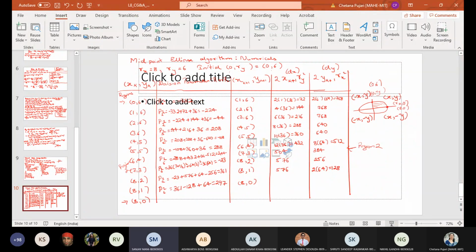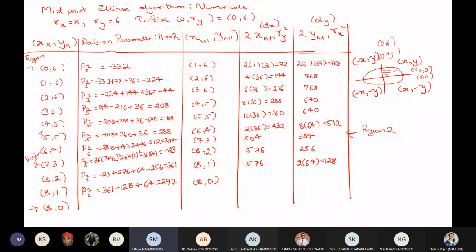Ma'am, do we use the same method when it's the other way around? For example, instead of 8, 6, we have 6, 8. Yeah, you can try that. It should work. Okay, same algorithm.